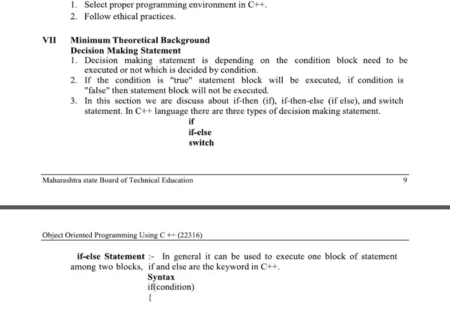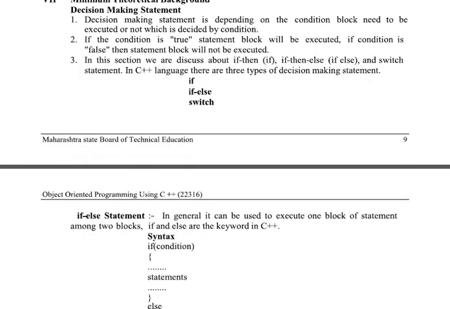Now this practical requires some minimum theoretical background, that is decision making statements. So what is a decision making statement? Depending on the condition, a block needs to be executed or not, which is decided by the condition. If the condition is true, the statement block will be executed. If the condition is false, the statement block will not be executed. There are different decision making statements: if, else, switch, and nested if else.